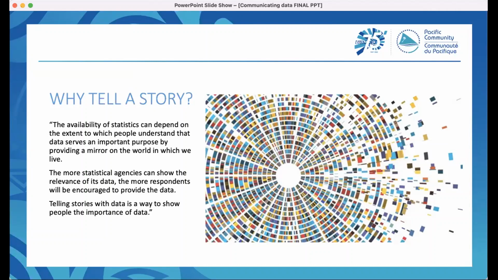Arguably more important still, though, is that stories allow people an access point to understand the world through data and their place in it.